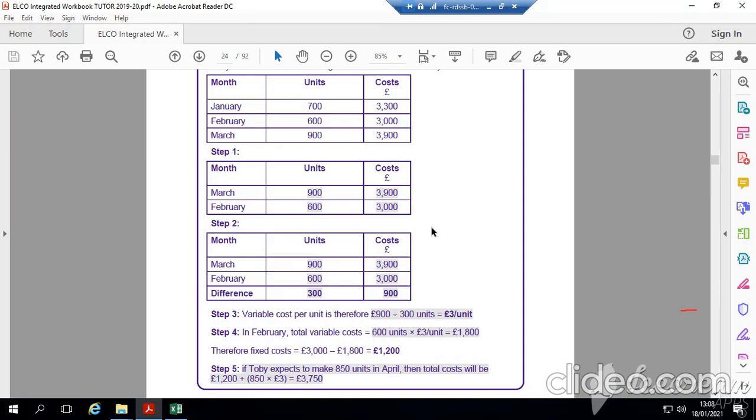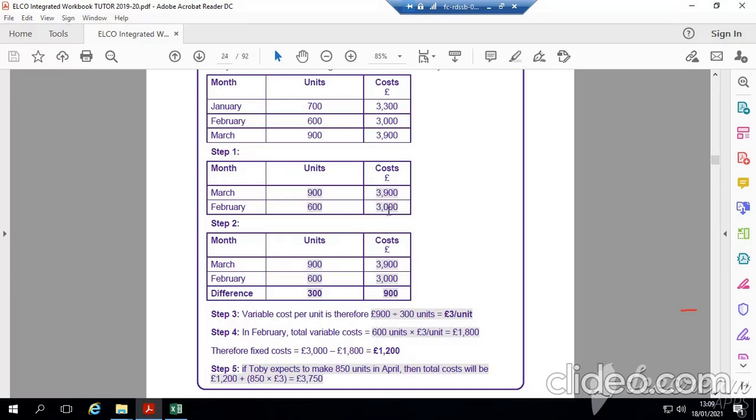So it is necessary to understand, for example, between March and February. In March we made 900, and the total cost is 3900. In February we made 600, and the total cost is 3000.